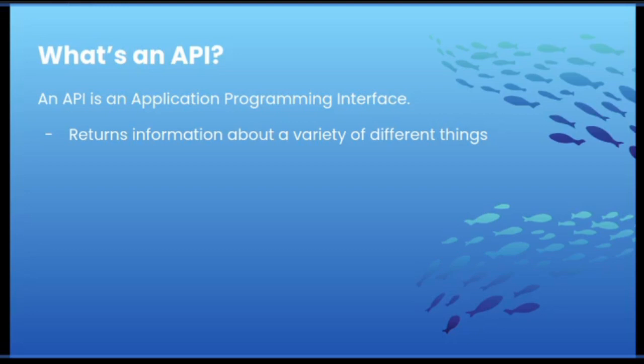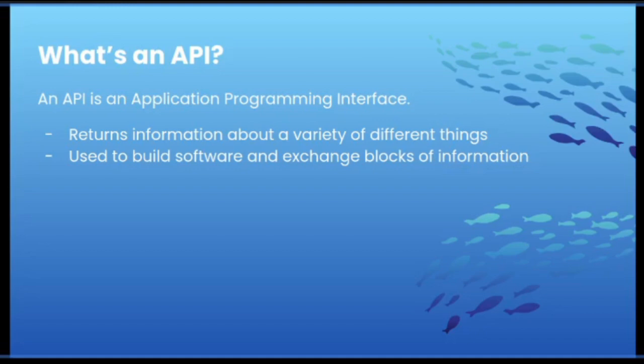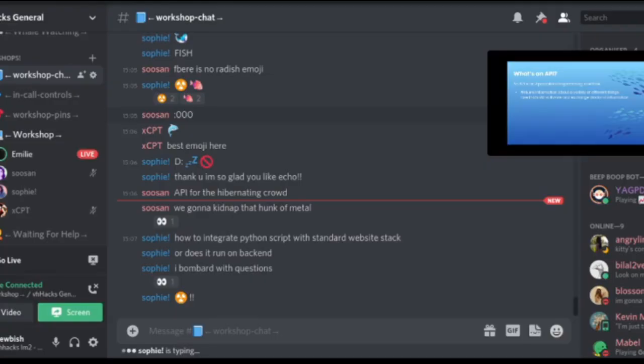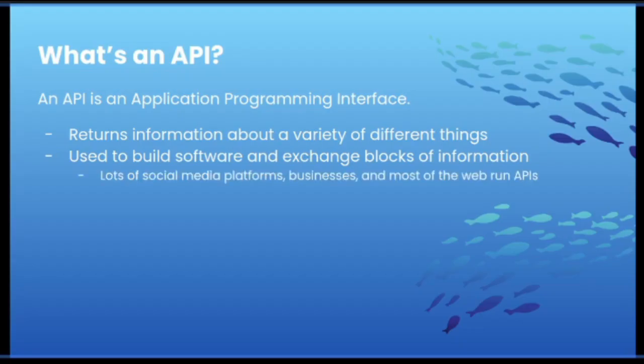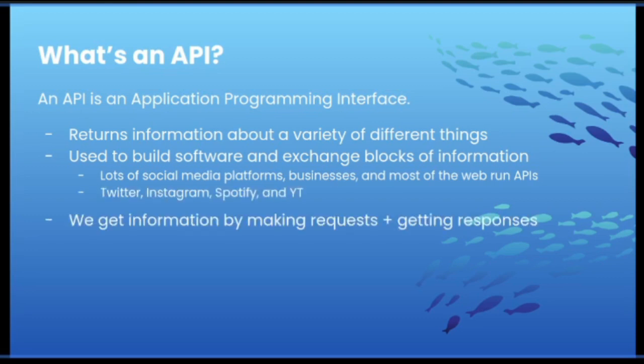Alright, so back to the API stuff, I guess. It's used to build software and exchange blocks of information. Lots of social media platforms, businesses, and most of the web runs on APIs. For example, Instagram, Discord, Twitter, TikTok. I'm pretty sure those all run on some sort of API.